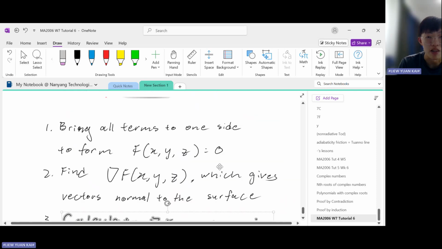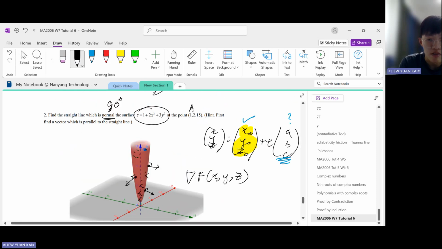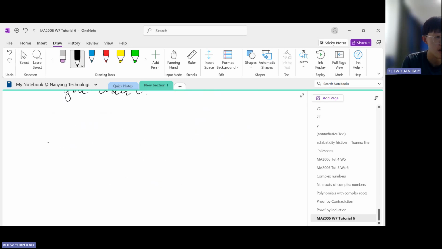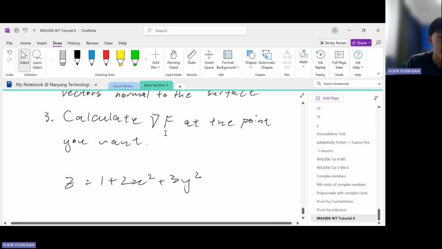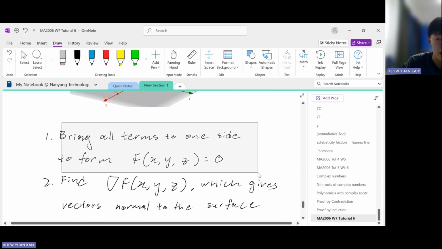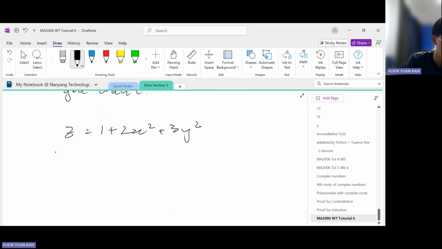Calculate nabla f at the point you want. So remember, we want to find the vector that is perpendicular to the surface at A, perpendicular to the surface at the coordinate 1, 2, 15. So by obtaining this, we shall plug in this coordinate into here. Okay, so let's go ahead and start. We're given a surface of the equation z is equal to 1 plus 2x squared plus 3y squared. So firstly, bring all the terms to one side, right? Step 1 says, bring all the terms to one side to form this equation. So let's go ahead and do that.